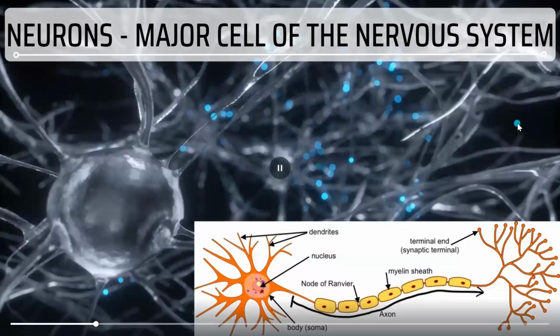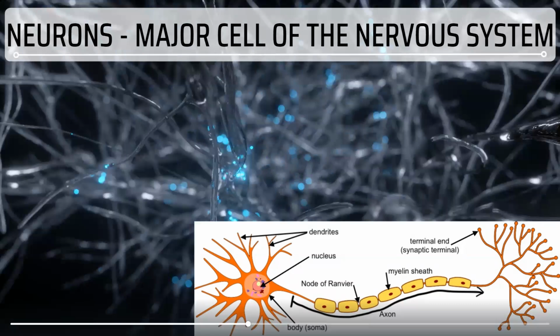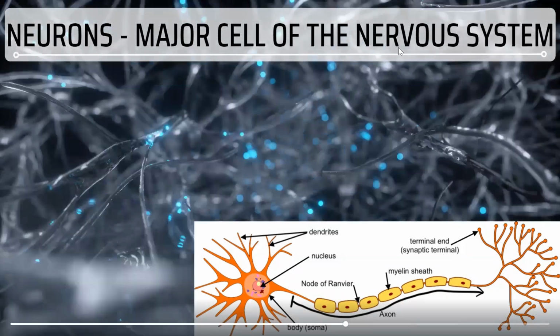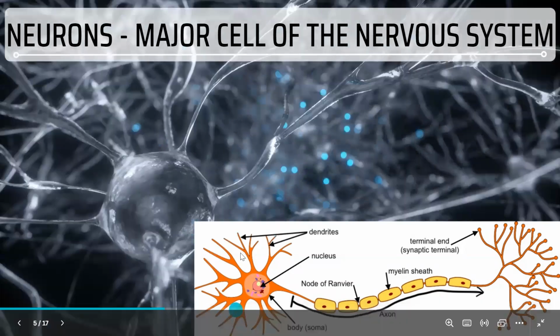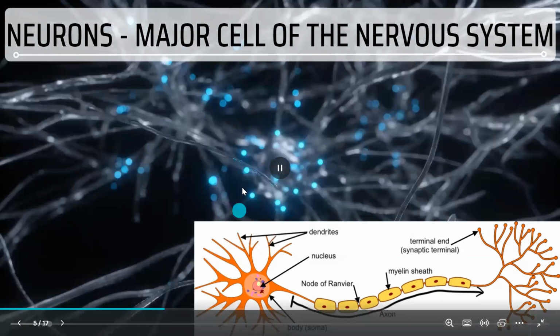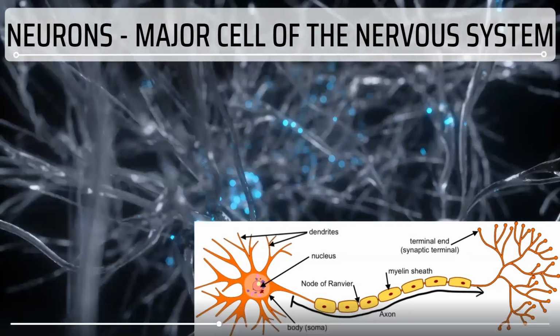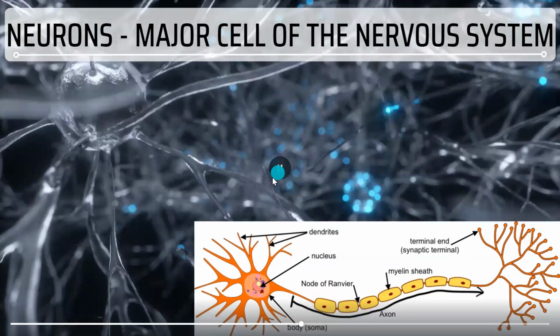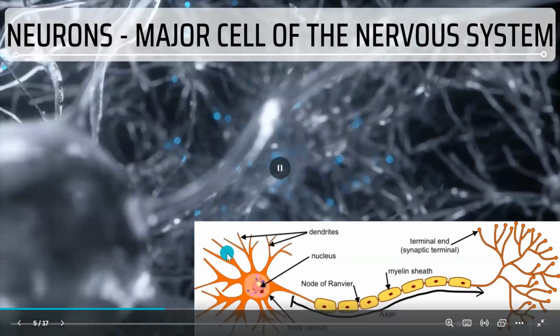All right, so our neurons are our major cell of the nervous system. This is the one that is primarily doing the job. We're going to start on the left side here with our dendrites. These are the branches, and these are what are going to receive information. So when a nerve is signaling another nerve, this is where that nerve is going to receive the information.